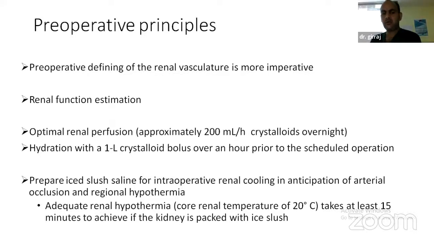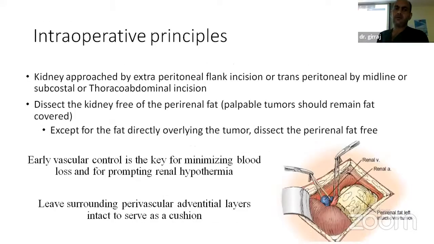Adequate renal hypothermia, core renal temperature 23 degrees Celsius, takes at least 15 minutes to achieve, and the kidney is packed with ice slush. Intraoperative principle: the kidney is approached by extraperitoneal flank incision or transperitoneally by midline, subcostal, or thoracoabdominal incision. Dissect the kidney free of the perirenal fat.